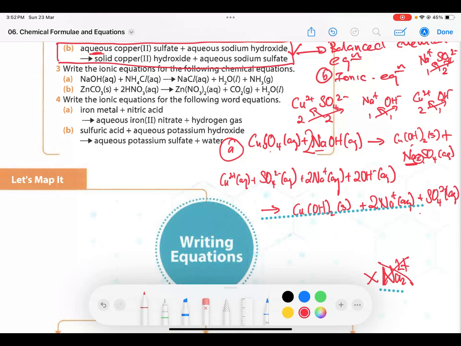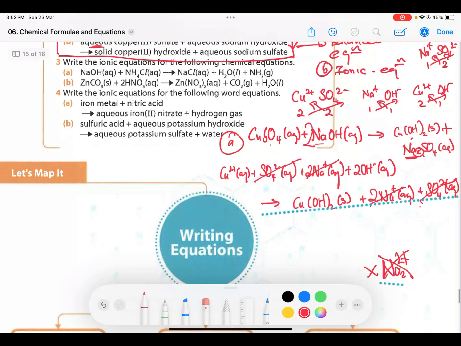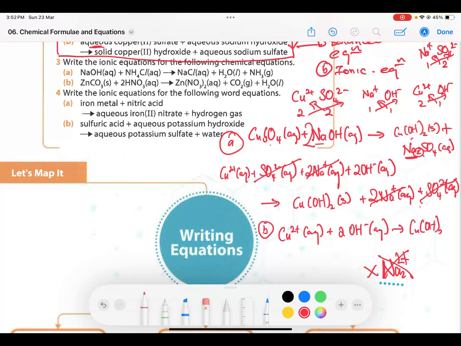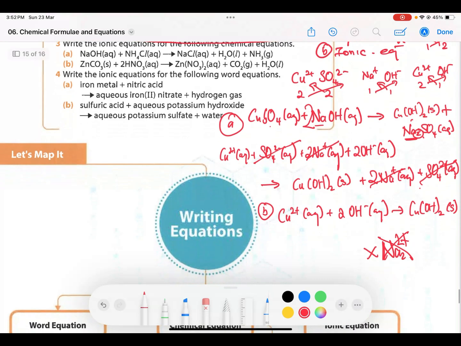Now I need to cancel the spectator ions. You realize sulfate can cancel, sodium can cancel. What I'm left with, my final ionic equation, will be Cu2+ (aq) plus 2OH- (aq), giving me Cu(OH)2 (s). So this is my ionic equation. Practicing this more will help you a lot.